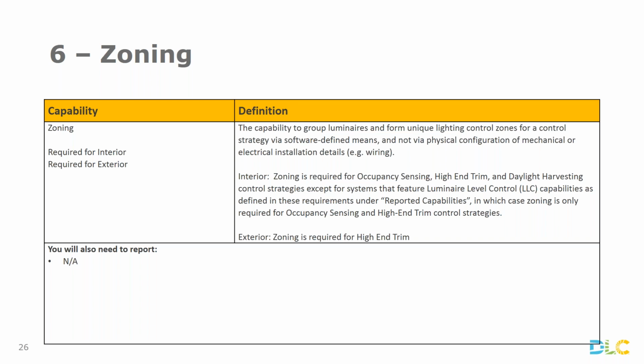On the interior side, we require the capability to program your control zones for occupancy sensing, for high-end trim, and for daylight harvesting. There's an exception if you have a system that's built upon having sensors within every luminaire. That's a core architecture of luminaire level lighting control systems that we'll be talking about in a moment. For these systems, the zoning is only required for occupancy sensing and high-end trim. You don't need to be able to form control zones for daylight harvesting if you've got a daylight harvesting sensor in every luminaire and it's automatically adjusting the light levels to the specific task.